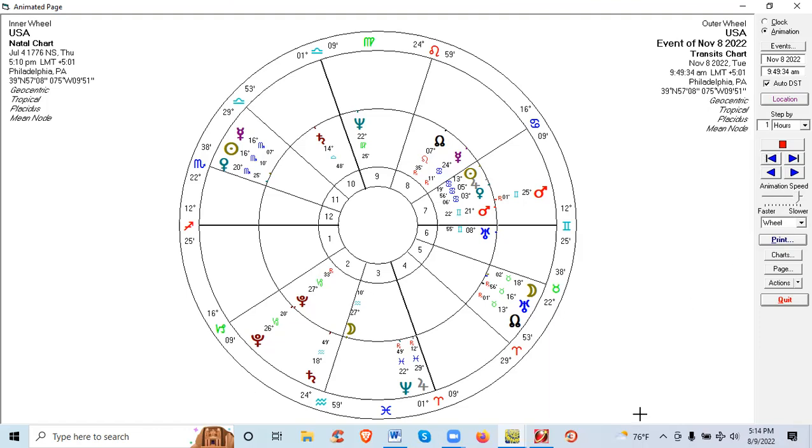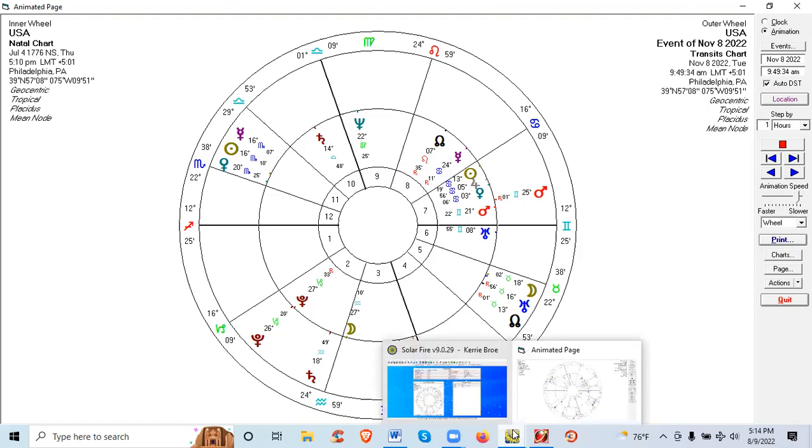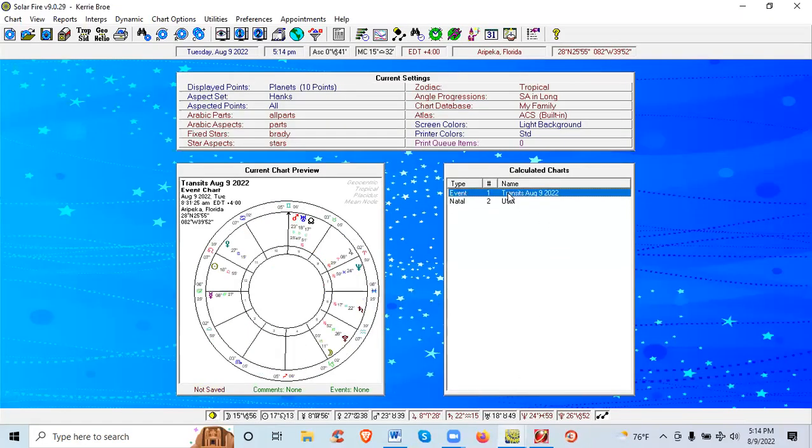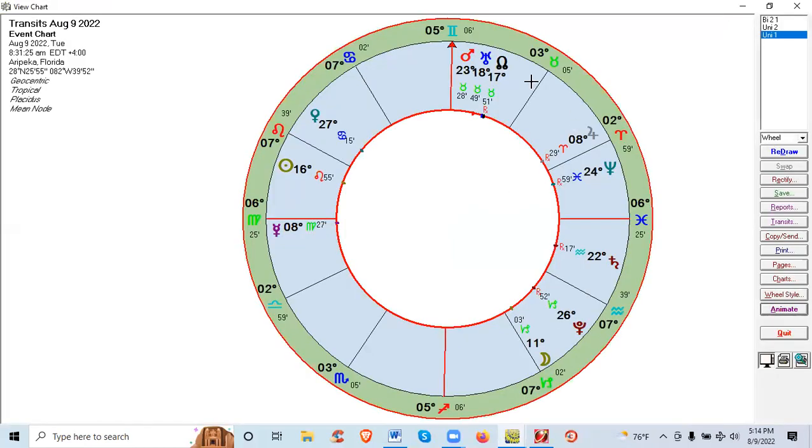Okay, so that being said, let's go look at transits for today. Let me stop share, and then let me get a new share. Make sure you can see it.